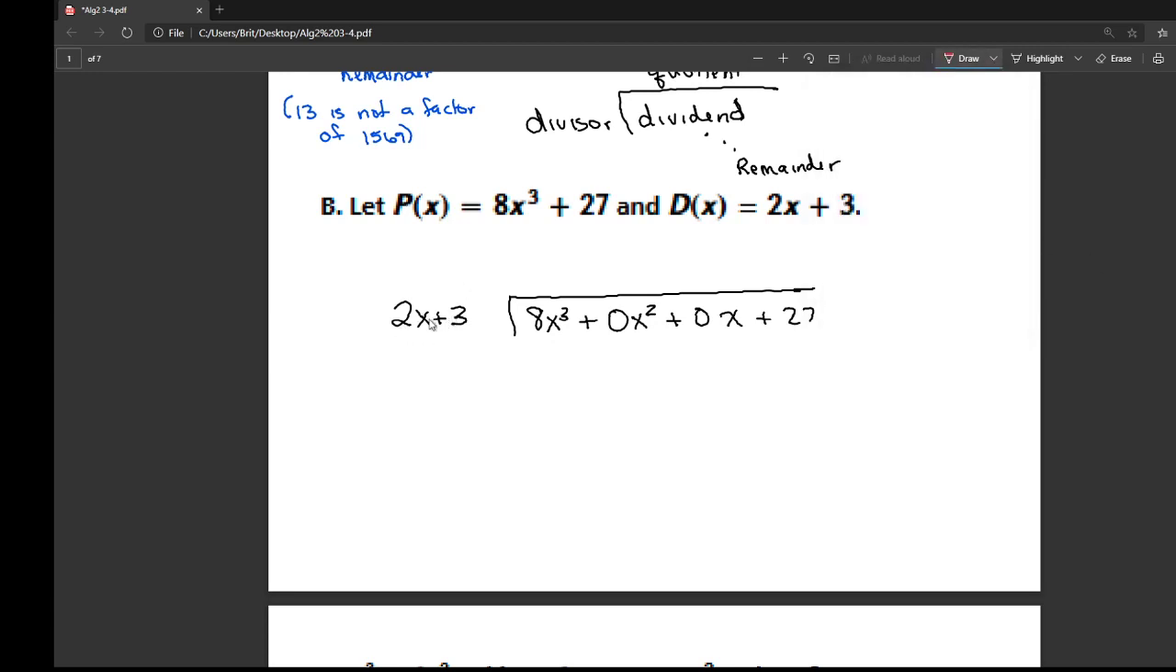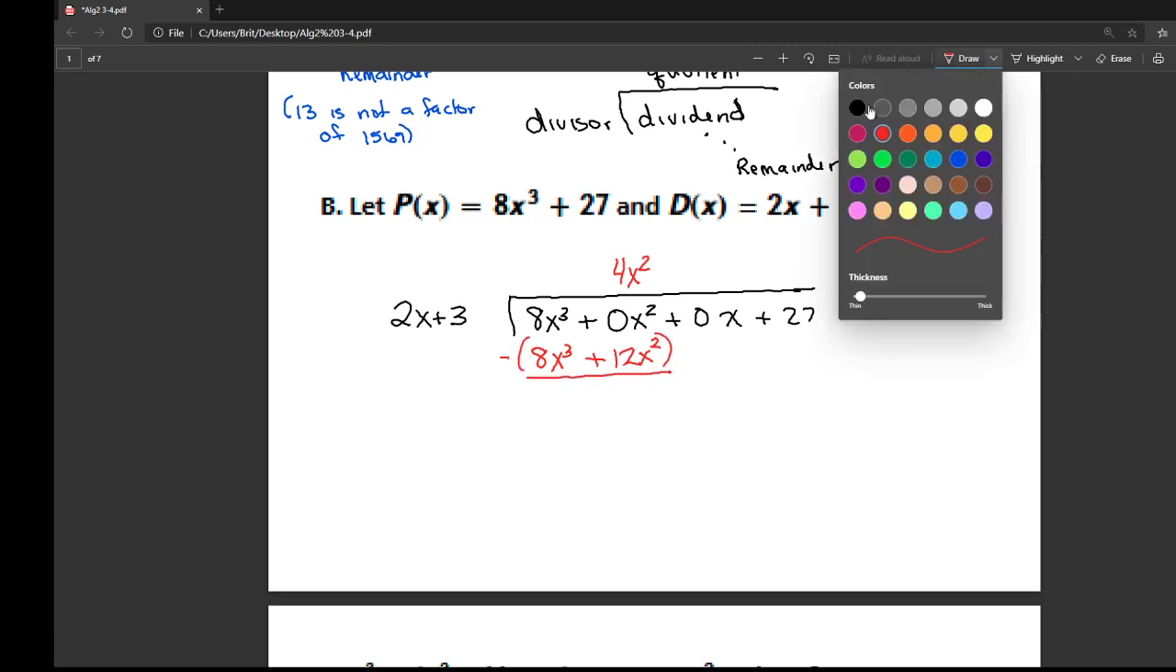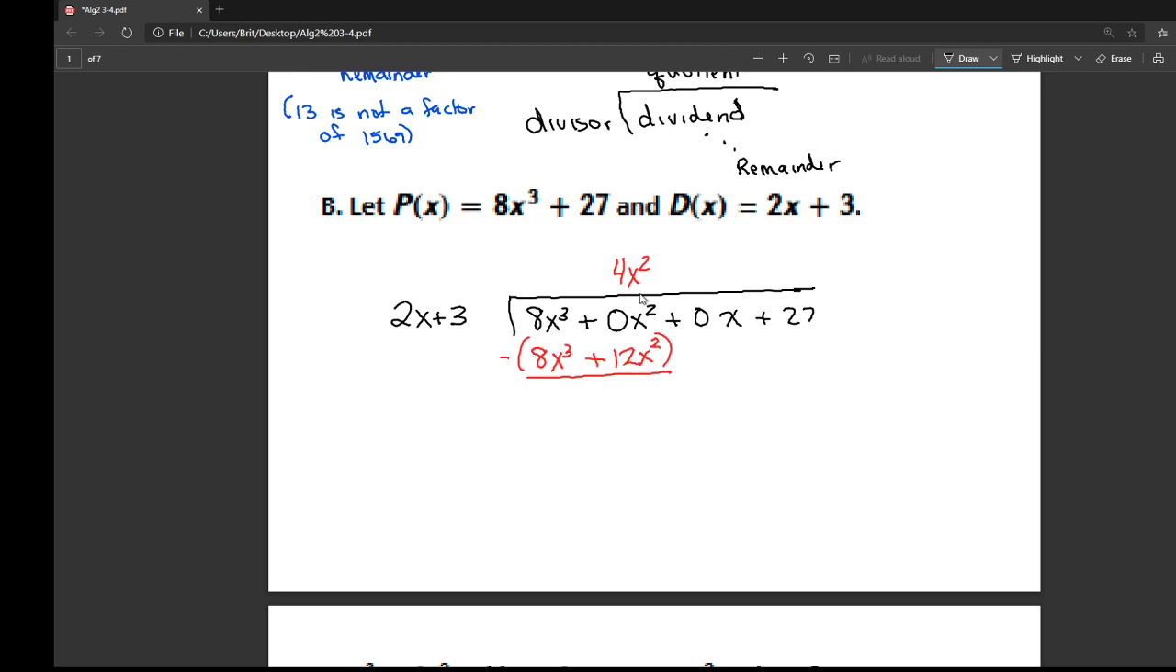Alright, so what do I multiply times 2x to make 8x cubed? Well, that would be 4x squared. So I'm going to multiply 4x squared times 2x plus 3, and that gets me 8x cubed plus 12x squared. And I'm going to subtract those. So when I subtract them, the x cubes cancel, and 0x squared minus 12x squared is negative 12x squared.